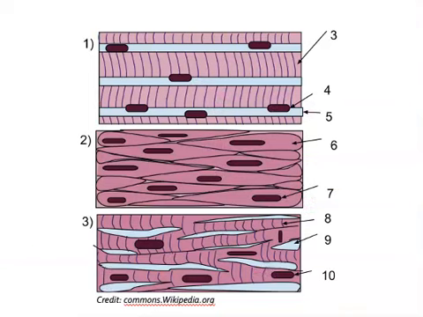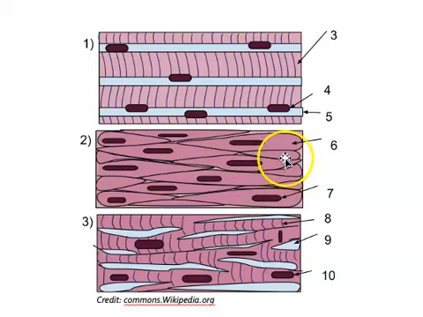This is a drawing of what we just talked about. I like this drawing because it puts all three muscle types next to each other, so we can compare and contrast the anatomy. Skeletal muscle up at the top, great big muscle fibers. You can't even see the ends of them in this drawing. Multinucleated, striated.